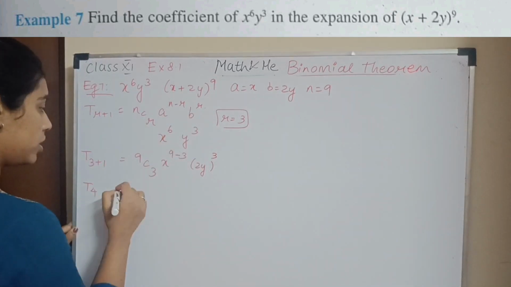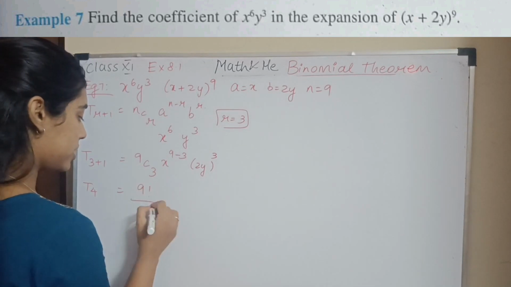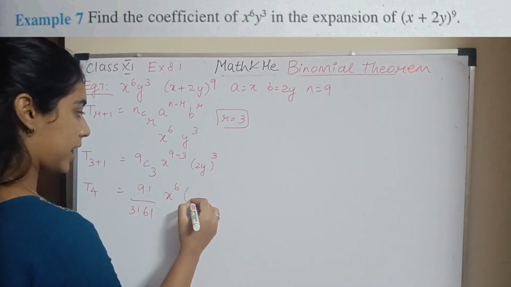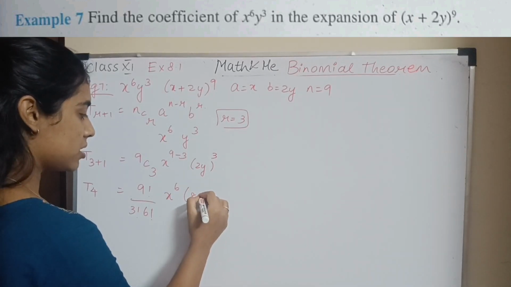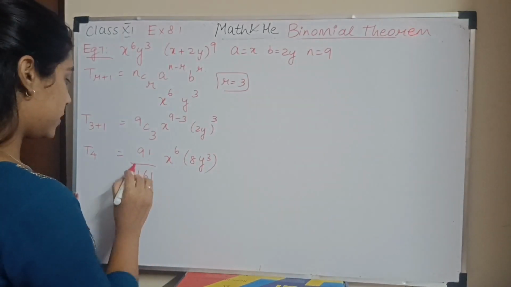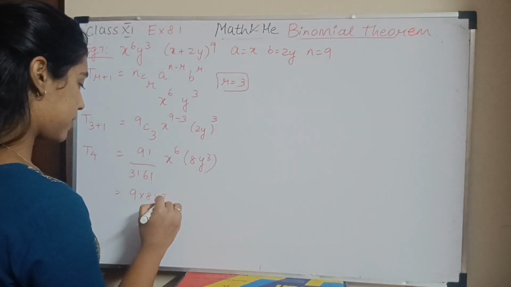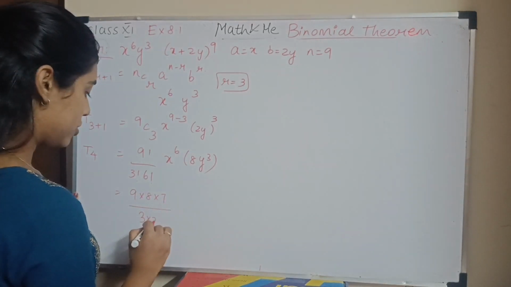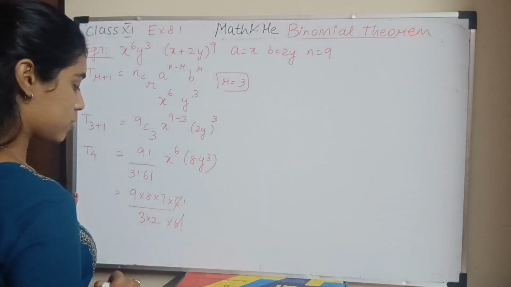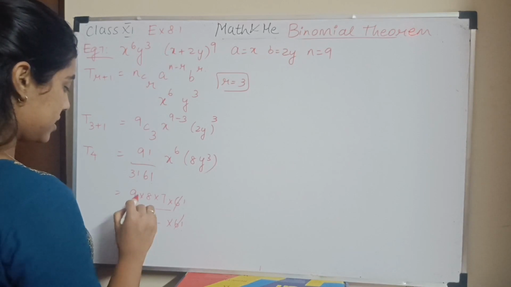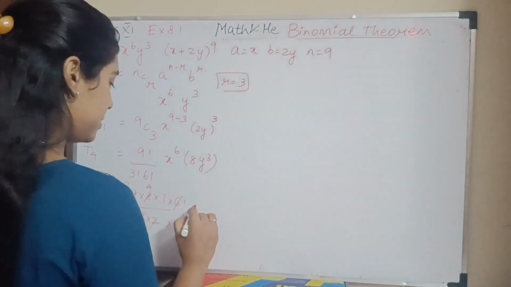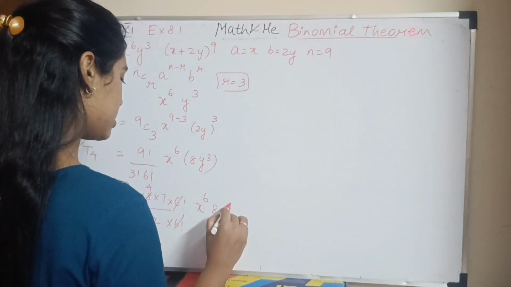So T4 equals what? 9C3 is 9 factorial divided by 3 factorial times 6 factorial, times x to the power 6 times what is 2 cube? 8 y cube. Okay? 2y the whole cube is 8y cube. What is this? 9 into 8 into 7 into 6 factorial divided by 3 into 2. The 6 factorial and the 6 factorial go off. So this gets cancelled, 3 times 3, and this gets cancelled, 2 times 4, times x power 6 times 8y cube.